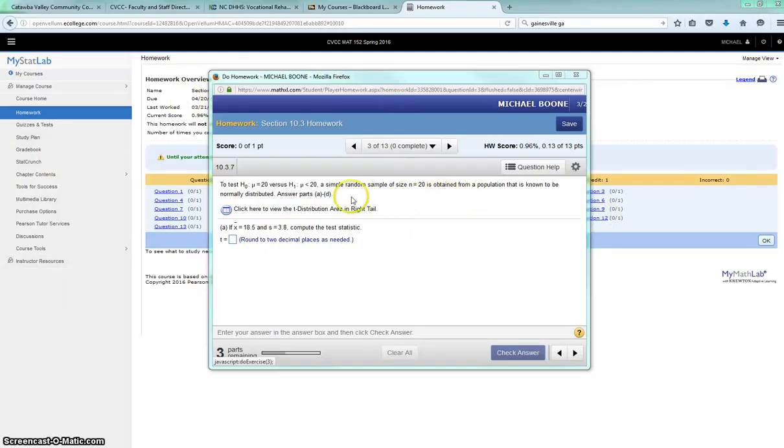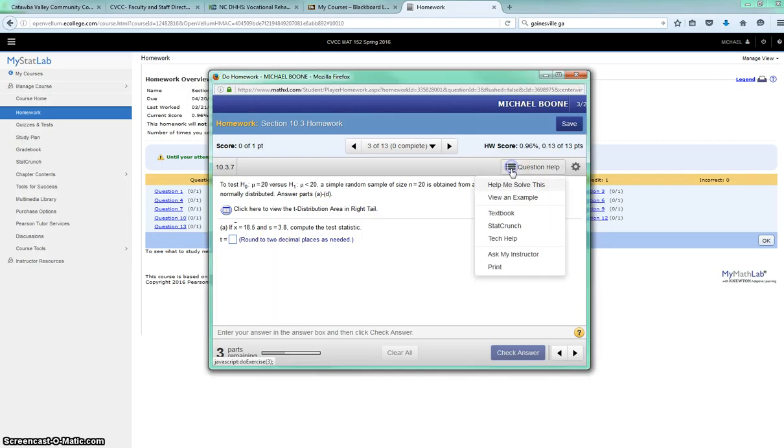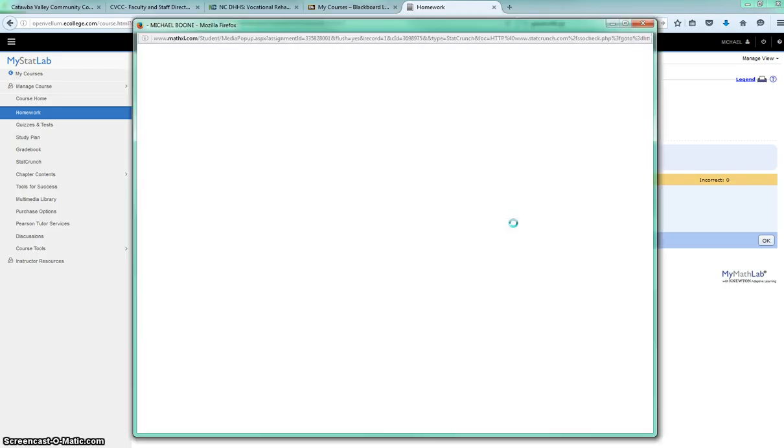All right, so we have some more hypothesis testing in Chapter 10, Section 3. With Section 3, we're dealing with means, though. In Section 2, we were dealing with proportions. In Section 3, we're dealing with means. If you want to compute a test statistic, again, we're going to use StatCrunch. They've already given us the null hypothesis and alternative hypothesis. We know our sample size is 20, and it's known to be normally distributed. If the sample mean was that, with a sample standard deviation of this, compute the test statistic. So if we go into StatCrunch, we're going to type in this information.